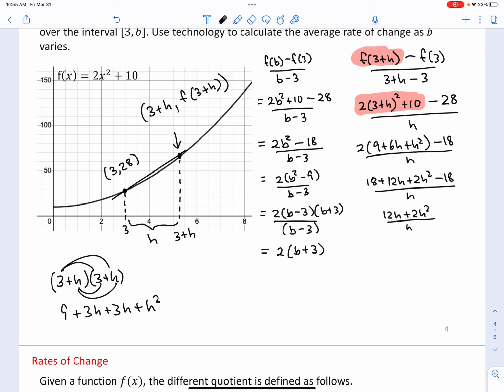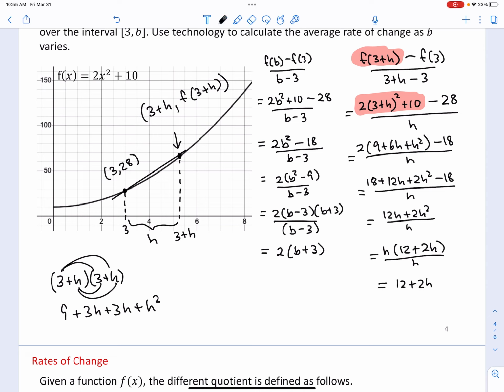And finally, I can factor out an h from the numerator. I could also factor out a 2, but I won't. Just factoring out the h from the numerator so that I can cancel it with the h from the denominator. So in the end, we get just 12 plus 2h. And let me connect all these with equal signs, like I did before.